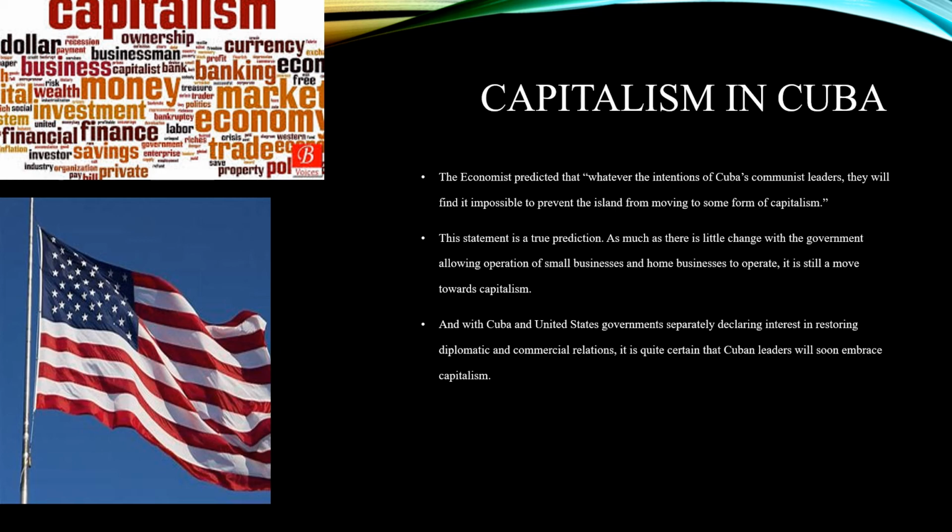And with the Cuban and United States governments separately declaring interest in restoring commercial relations, it is quite certain that Cuban leaders will soon embrace capitalism. The future of Cuba appears quite promising, with the United States and Cuban governments looking to restore their diplomatic and commercial relations.